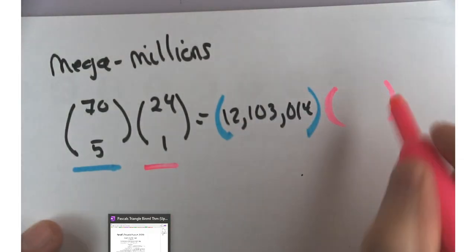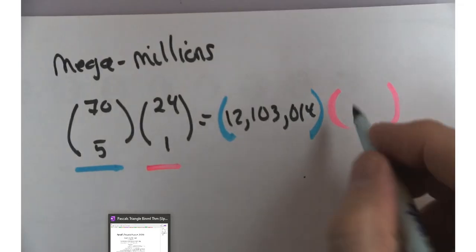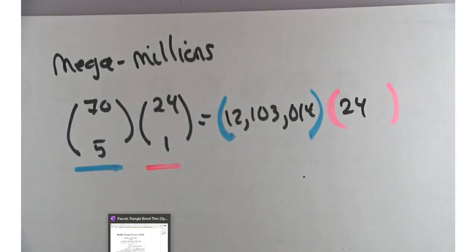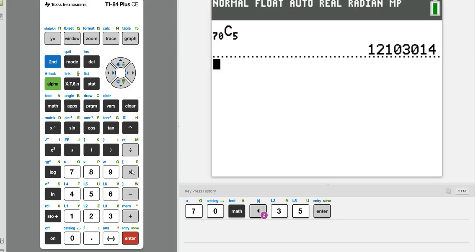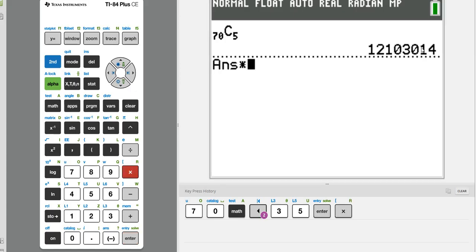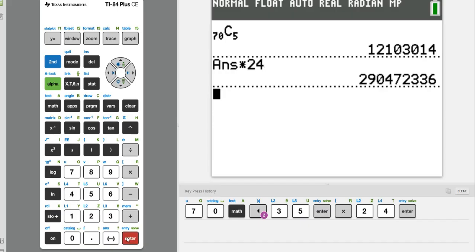Now the convenient thing to do on your calculator is to multiply by 24 just by hitting the times key. The nice thing that hitting the times key does is it takes the previous answer and multiplies by 24, and there you go. So how many winning Mega Millions combinations could there be? About 290 million.